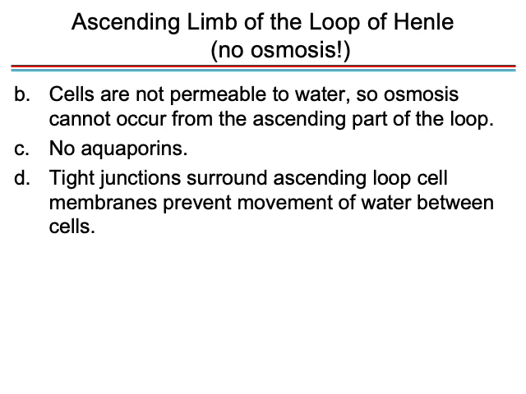In the descending loop, the gaps between two cells are rather loose, so water can also move out that way. However, in the ascending loop, the cells that line it are glued together via tight junctions. Thus, in the ascending loop, there is a physical barrier for water to move in or out via osmosis.